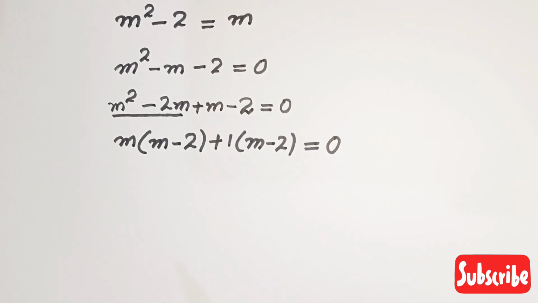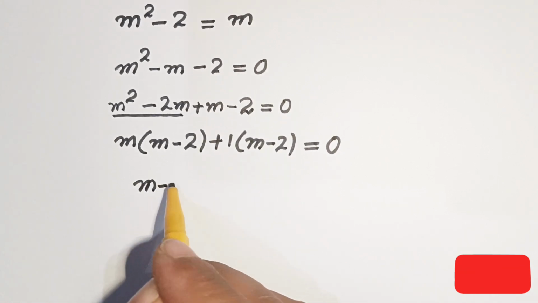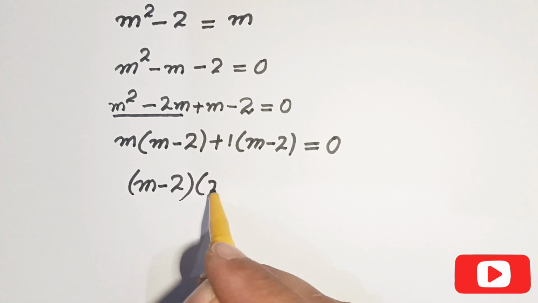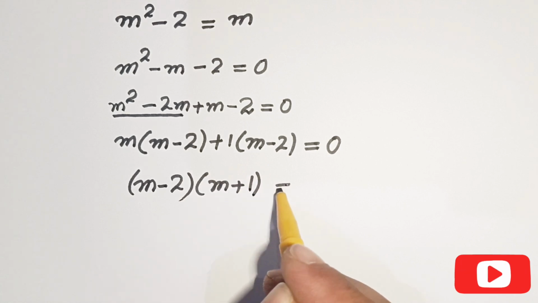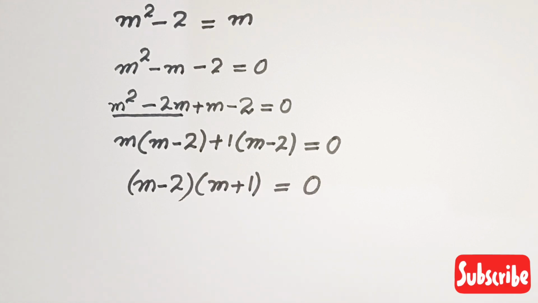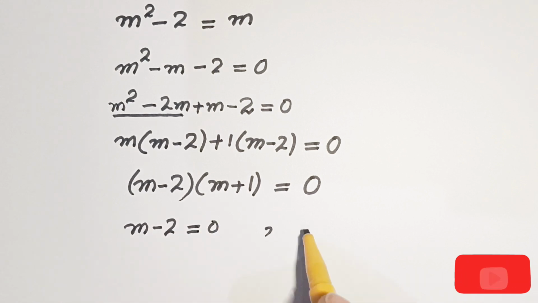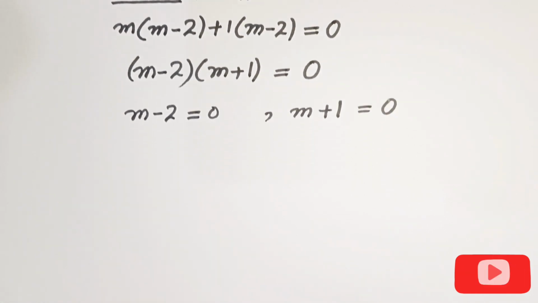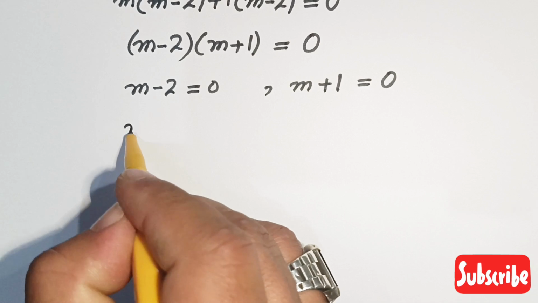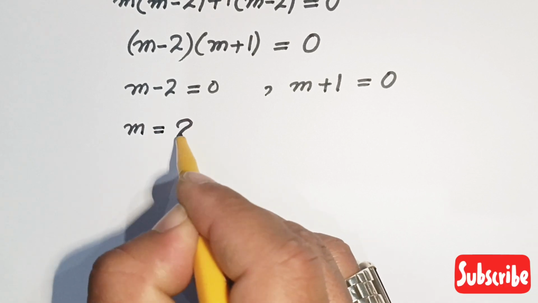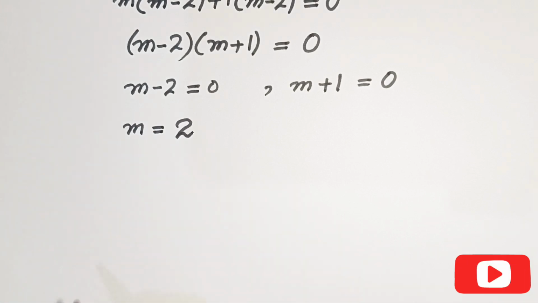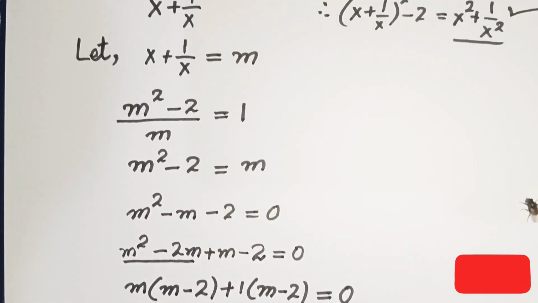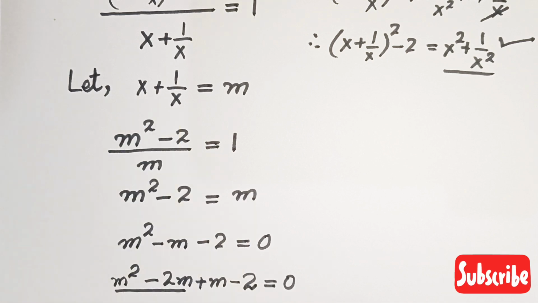Now here m minus 2 is a common term, so we have m minus 2 times m plus 1 is equal to 0. Here we have two possibilities: m minus 2 is equal to 0 or m plus 1 is equal to 0. Now, shifting minus 2, we get m is equal to 2. So here if we put the value of m that we have just supposed, that m is equal to x plus 1 over x.